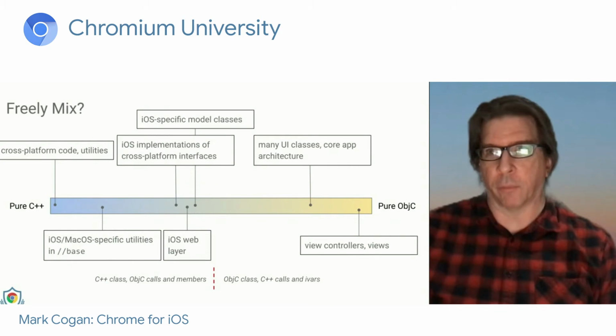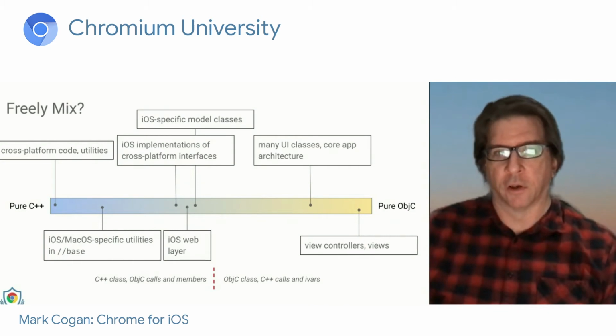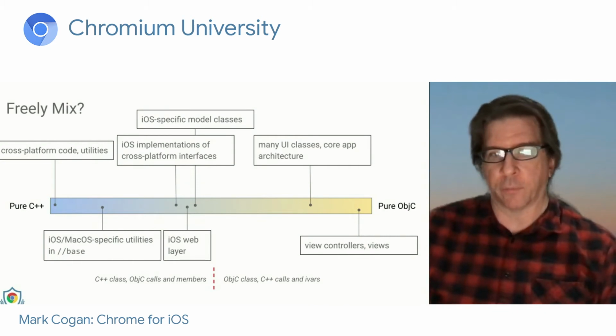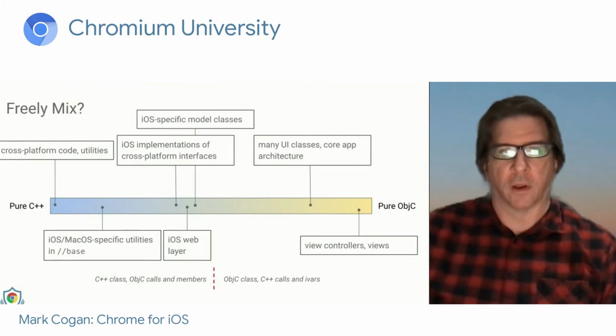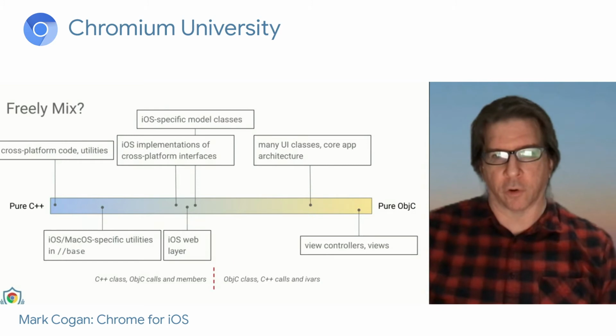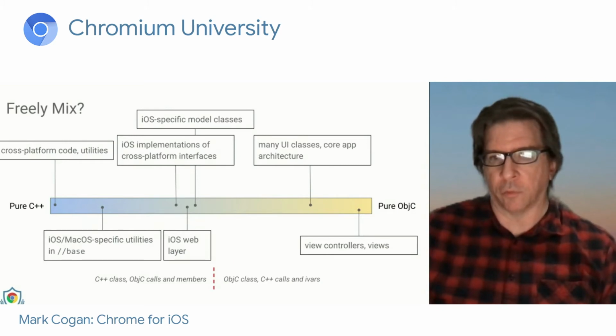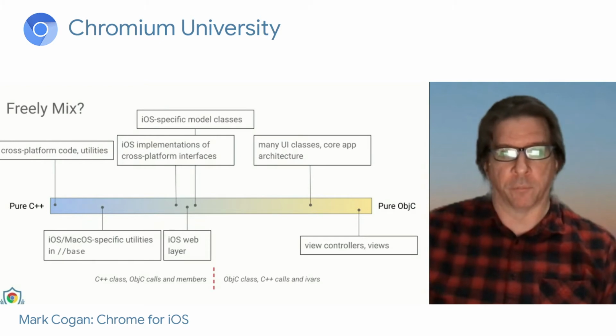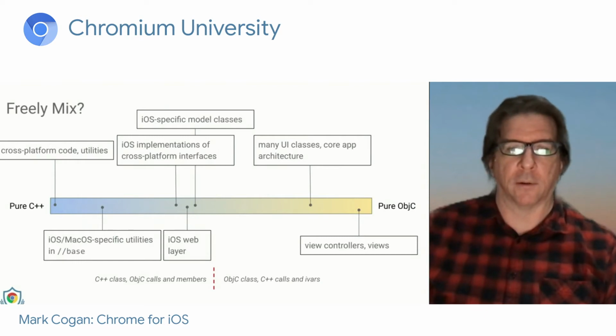We will have some implementations of cross-platform interfaces, for example, that are mostly C++, but have some Objective-C hooks in them. And then all the way further over to the right, once we get into iOS's UI, it is going to be a lot more pure Objective-C, maybe with just a few C++ calls or utilities used in them.